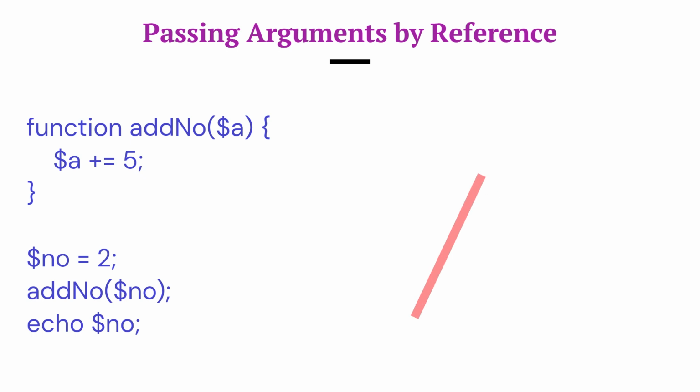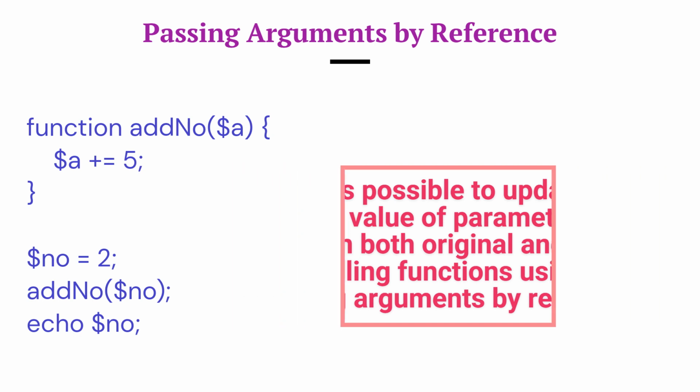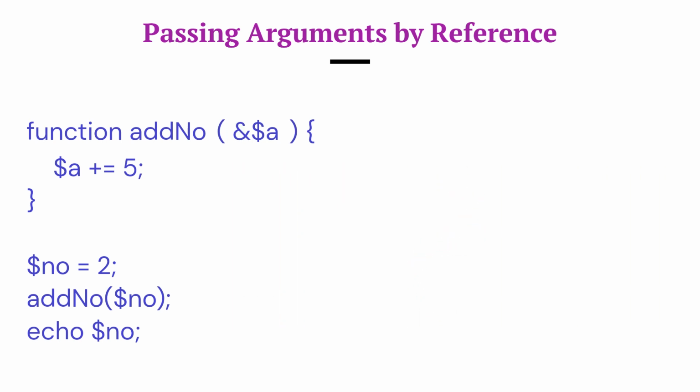However, the situation may arise where we want to update the value of parameters in both original and calling functions. It is possible by passing arguments by reference. Let's update the above example. In this case, PHP prints 7 as the result. Can you mark the difference between the previous example and this example? Guess, you have identified it correctly.